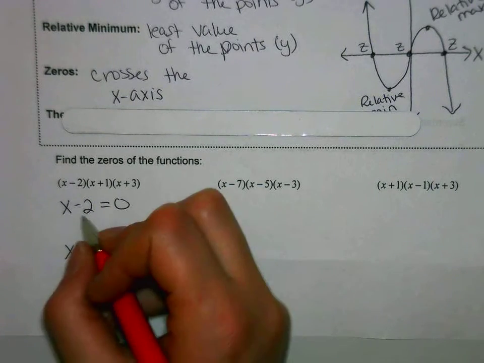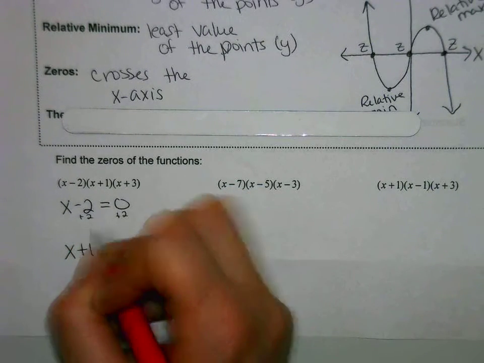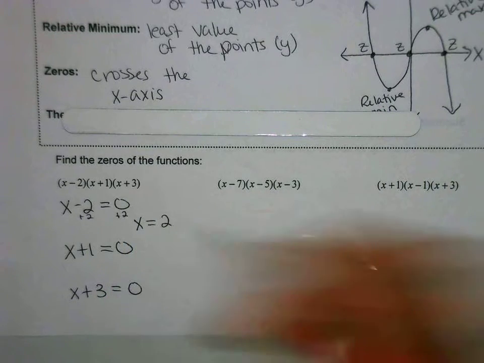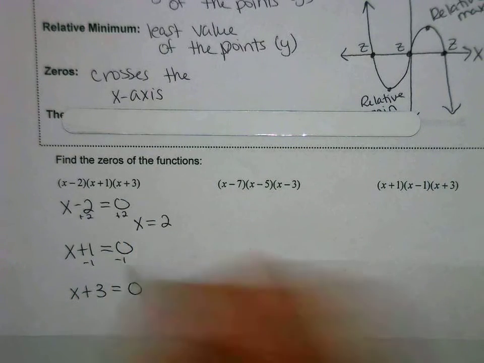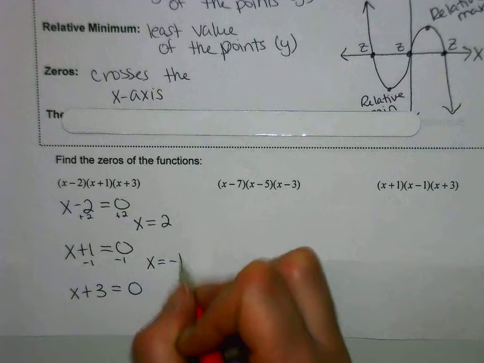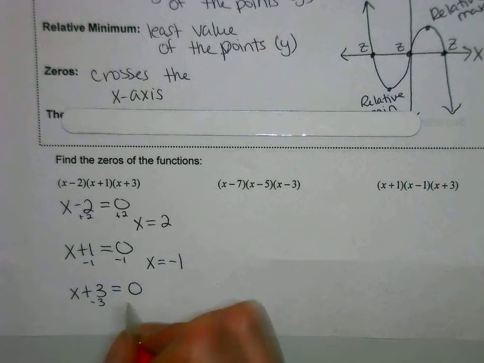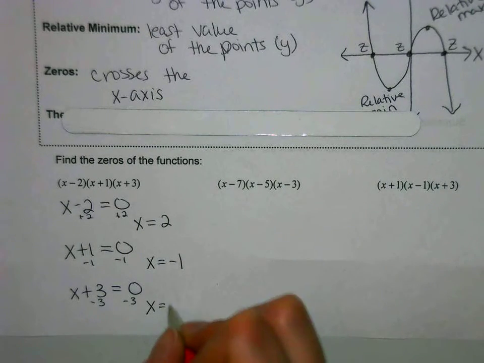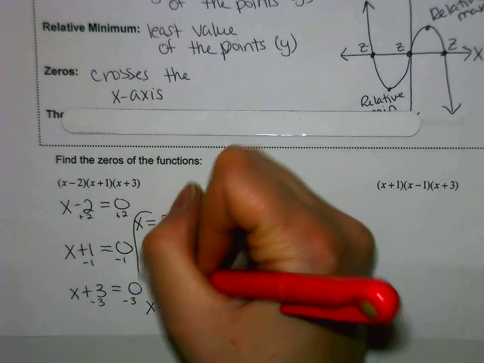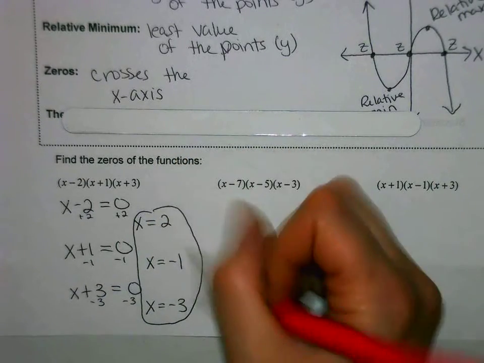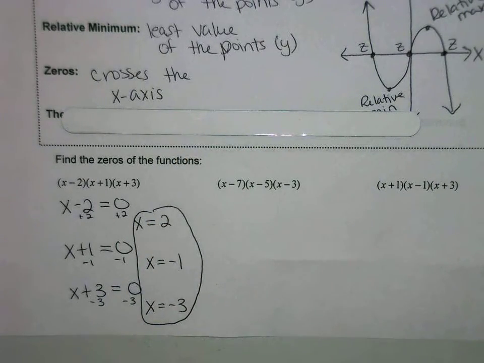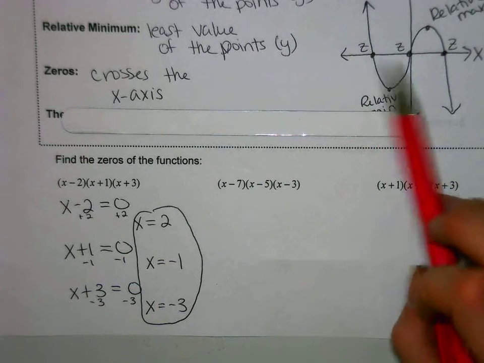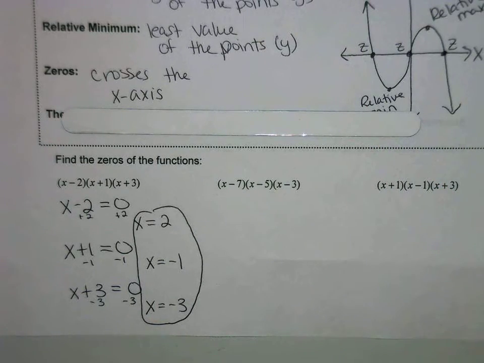When we go to solve these, we would add 2 to both sides. So that means x equals 2. Subtract 1 from both sides. x equals negative 1. If we subtract 3 from both sides, x equals negative 3. So these are the zeros that we're working with. These are the points where they would intersect the x-axis. So these points up here that we plotted.